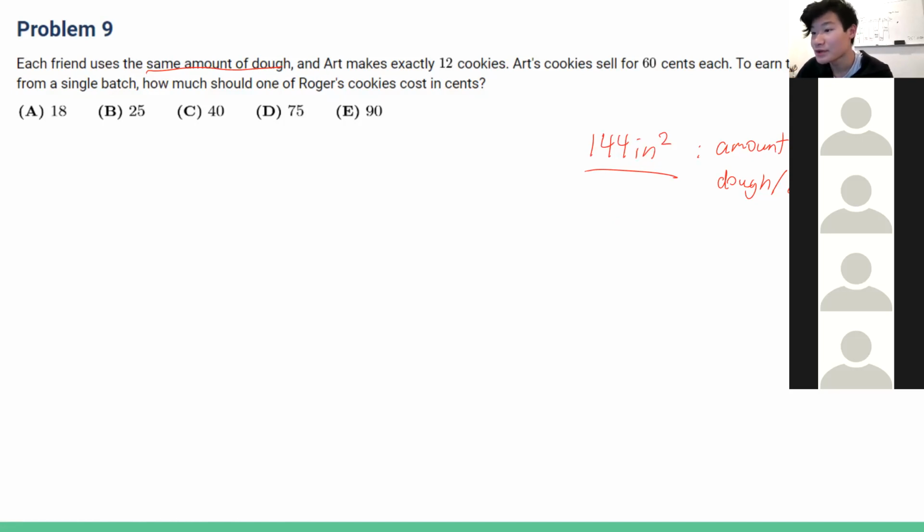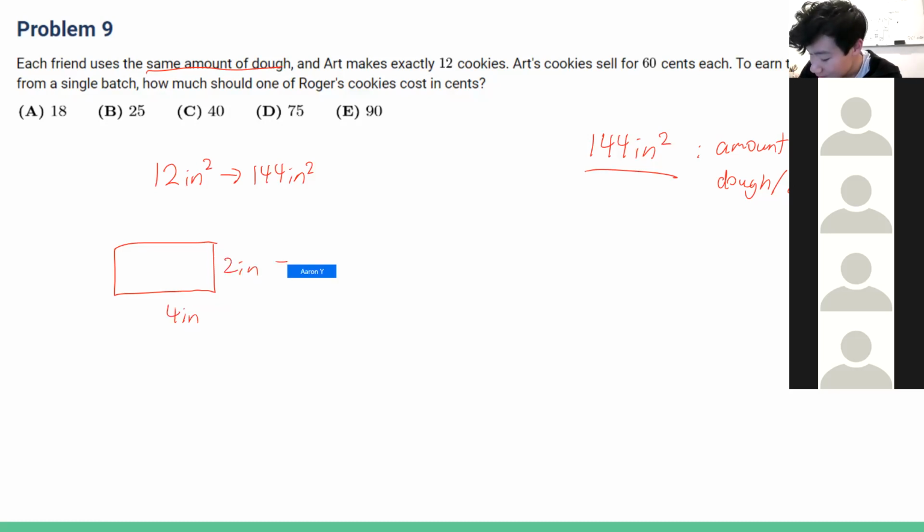So how do we approach this question? Well, we know that the area of Art's cookie is 12 inches squared, and we used that to find that 144 inches squared is the amount that they all get to use. So that means Roger also has 144 inches squared. Since Roger's cookies, as we found from the other one, here, let me draw out his cookie, it's 4 inches by 2 inches. His cookie is 8 inches squared. That's how big it is. So how many cookies can you make? Well, you can make 144 divided by 8, right?